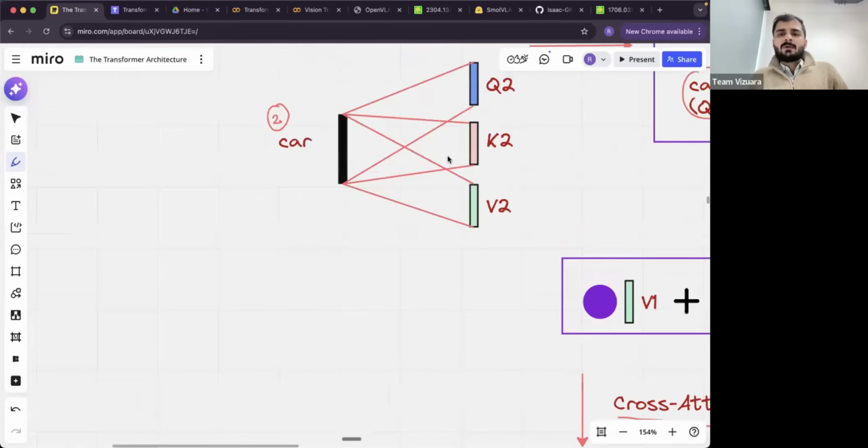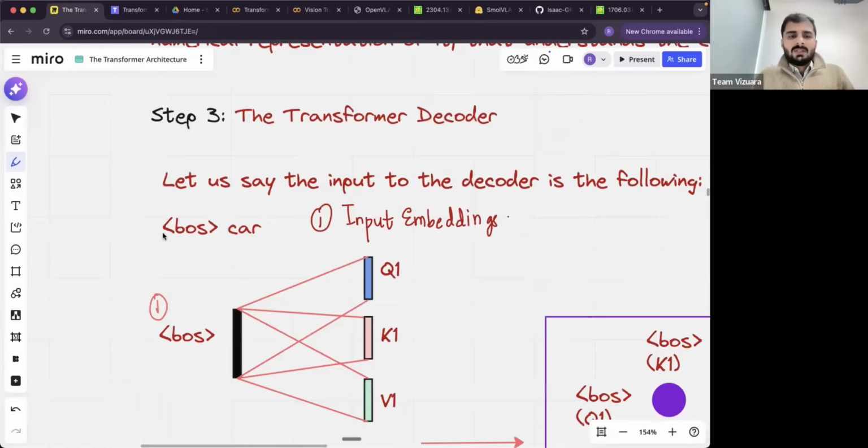And about the BOS token, we start with the BOS token itself. So this is not predicted by our model. This is something that we just start out with.